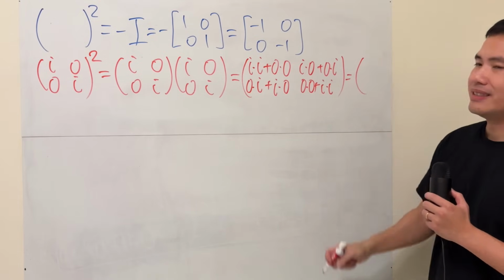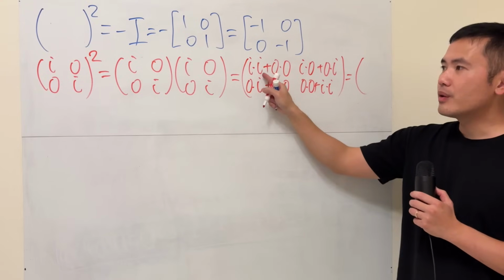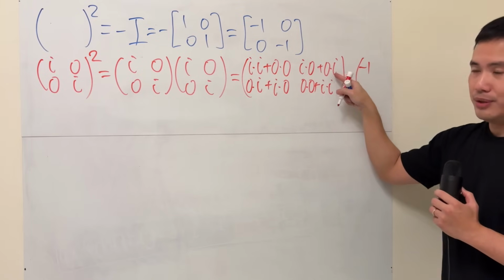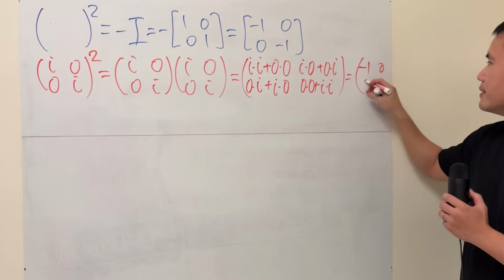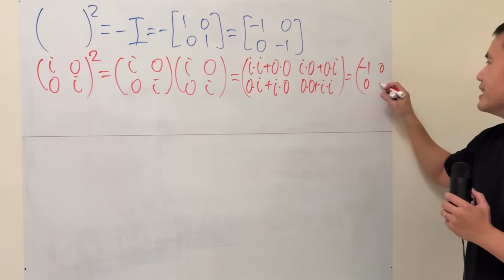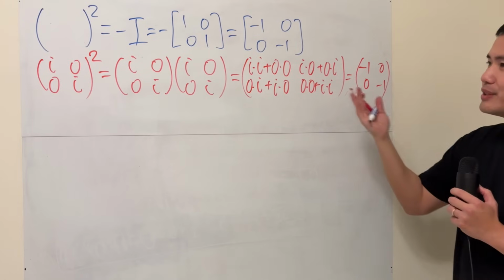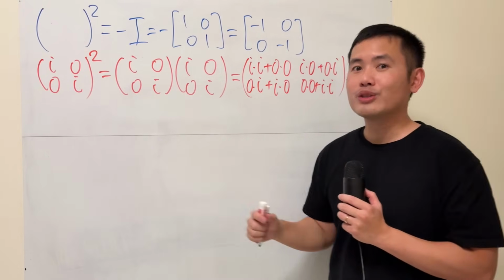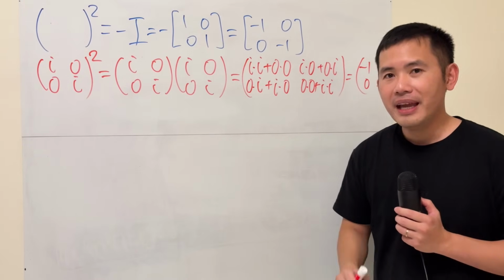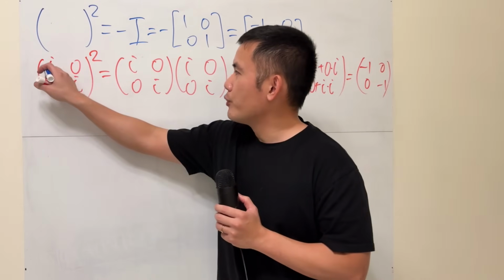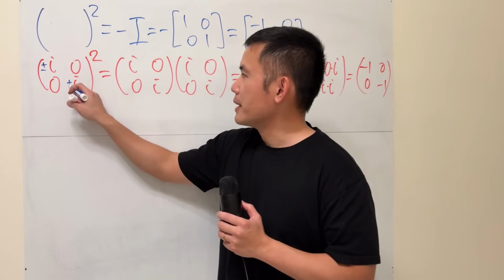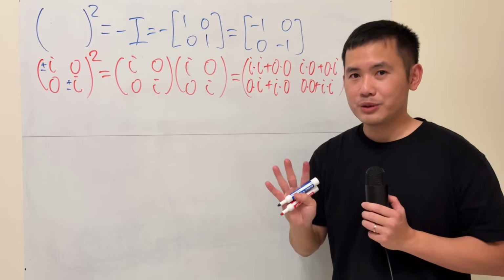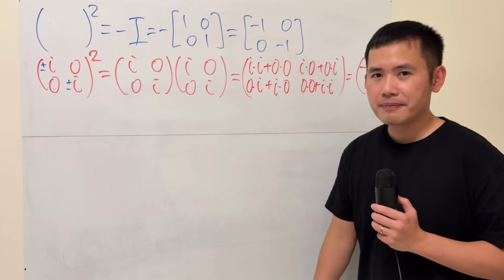And have a look. That is just i squared, which of course we know is -1. And then this right here is just 0. Likewise, this is 0. And then this right here, we get -1 again. So as you can see, i, 0, 0, i works, just like what we had earlier. And the truth is, you can have both plus or minus here, or plus or minus here. So right here, you can get 4 solutions for this equation.